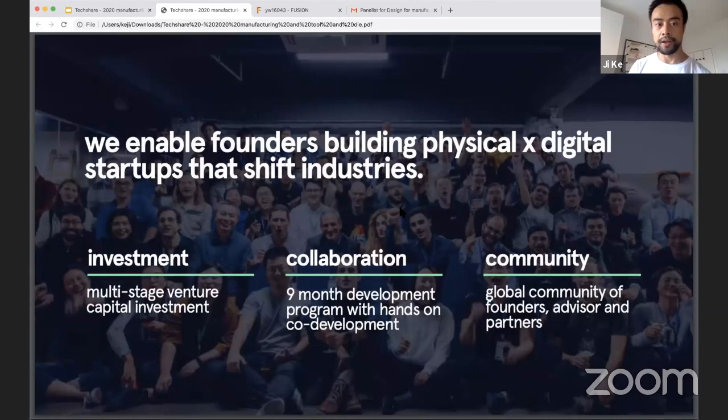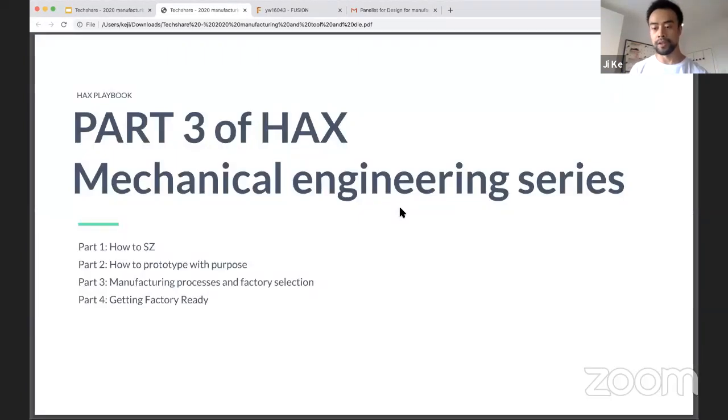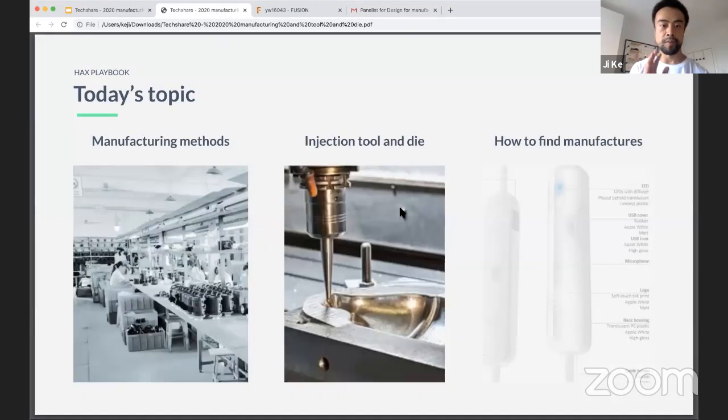So with that said, let's go over the main presentation for today, which is going to be on manufacturing methods, and then specifically injection tool and die, and I'm going to reserve most of my time on how to find manufacturers and how to engage them.